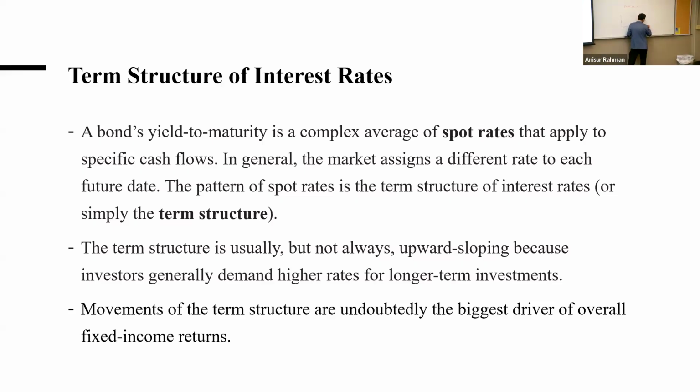So let's say this is maturity, and this is your yield. 1, 2, 3. Let's say this is your interest rate per year, this is your interest rate per year, this is your interest rate per year. If you plot them, this is an upward sloping curve. Isn't that right?